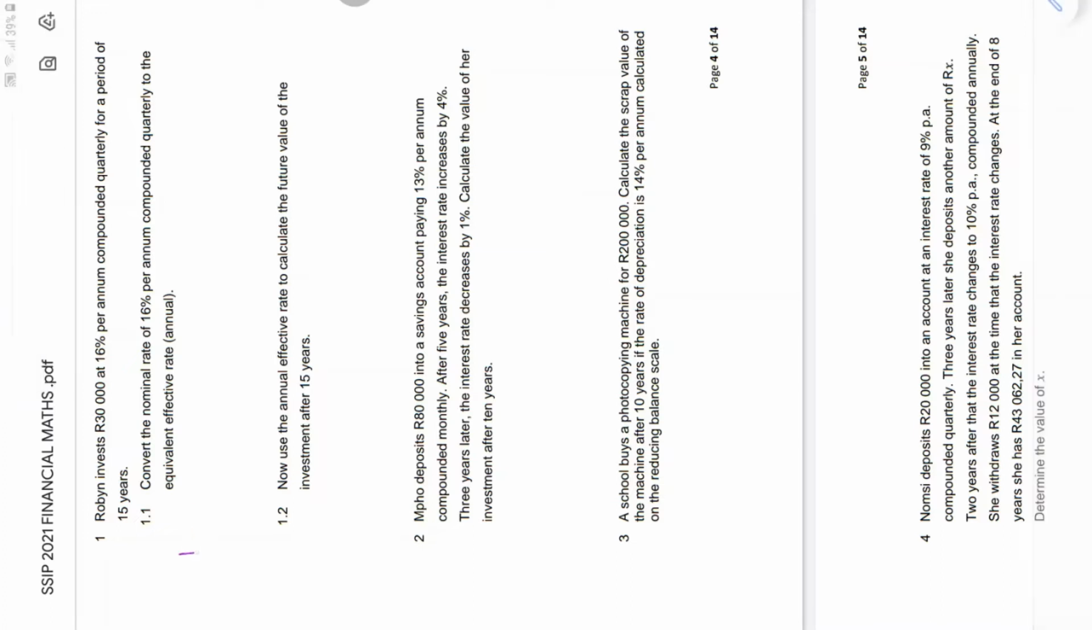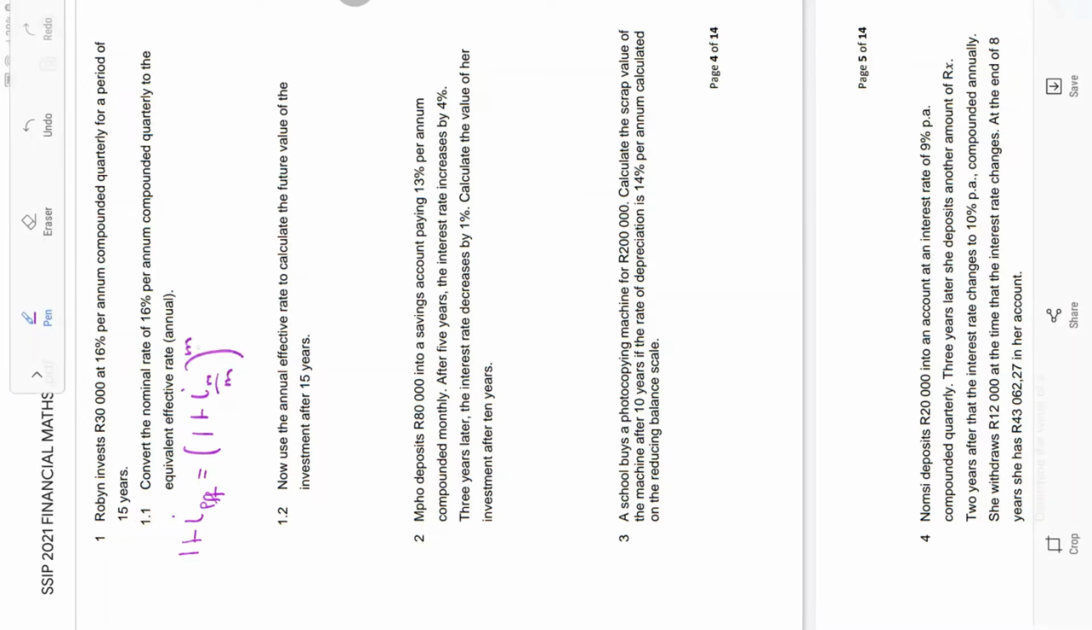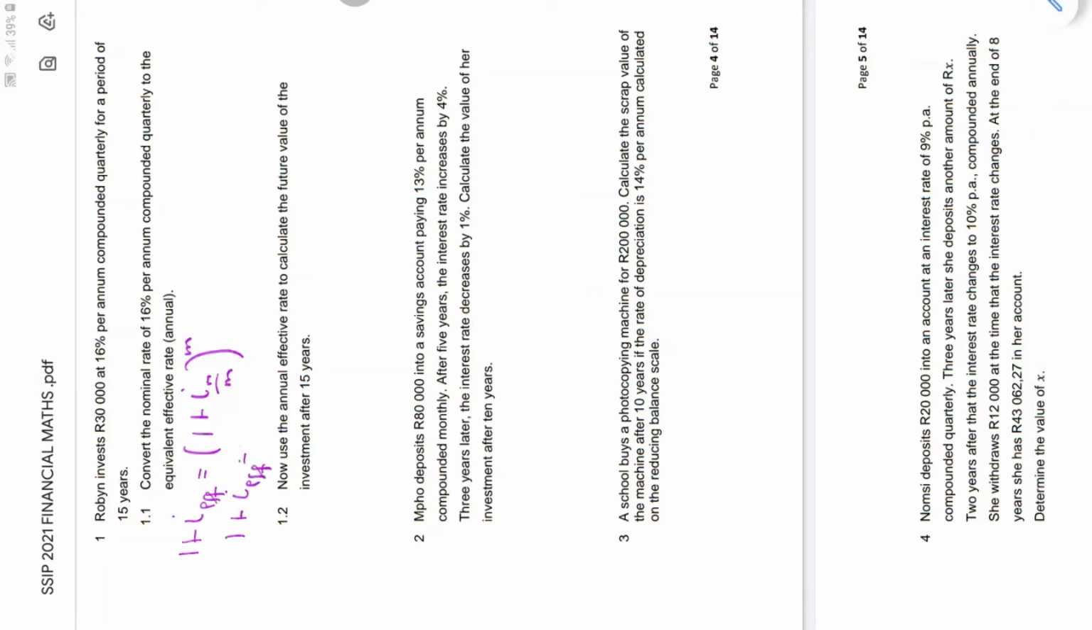So the formula is 1 plus i effective equals brackets 1 plus i m over m to the power of m, where m represents the nominal period. So in this case, the nominal period is the quarters, and we know that in a year there are 4 quarters. So with substitution, your 1 plus i effective will equal to brackets 1 plus your 16%, which is 16 divided by 100, which gives you 0.16, divided by 4, because you have 4 quarters in a year, to the power of 4.